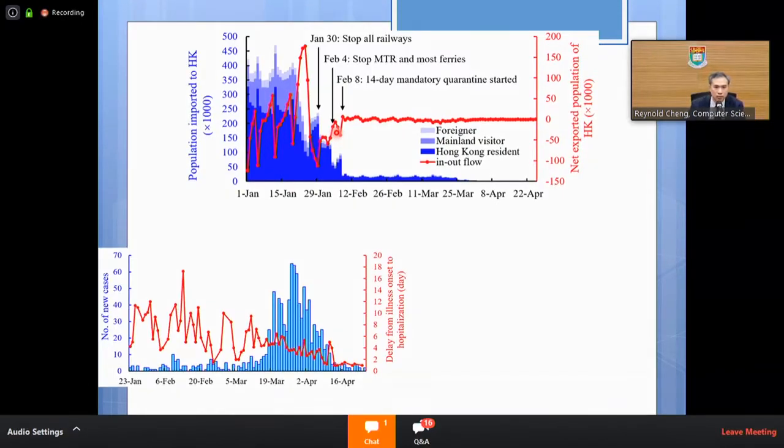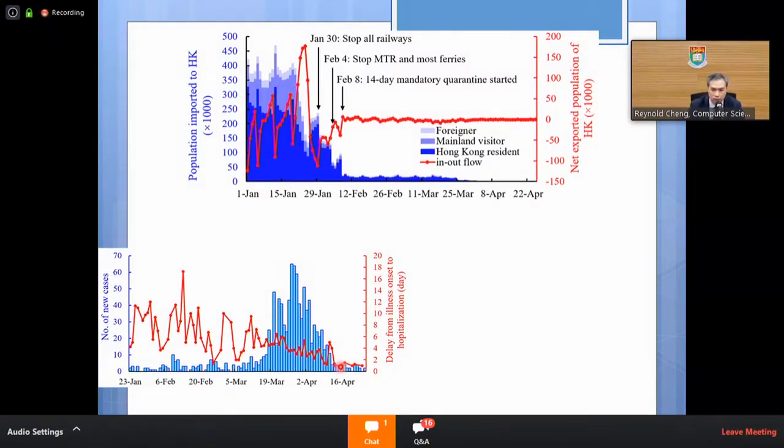In the figure at the bottom, we can see the relationship between the new cases and the delay from illness onset to hospitalization. We see that in the very beginning there is a very huge delay. That means that when there are new cases, the public or the government acts quite slowly. But now we can have a much shorter delay in terms of sending these patients to the hospitals.